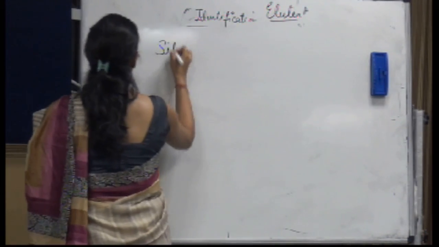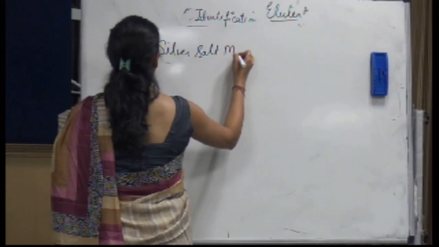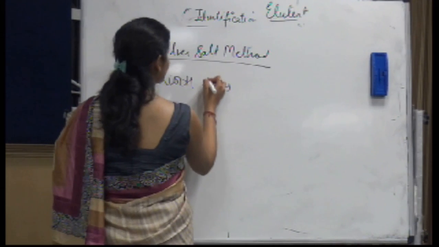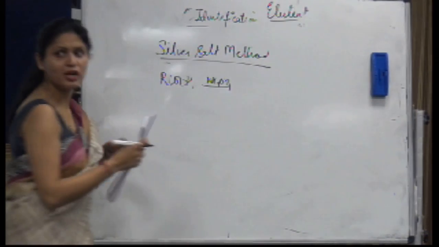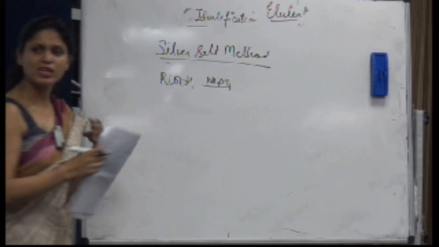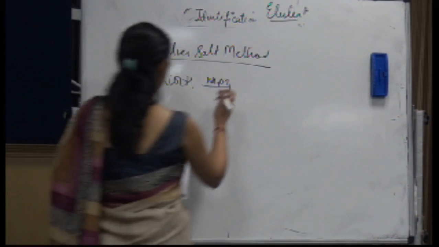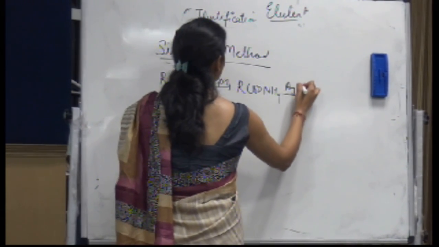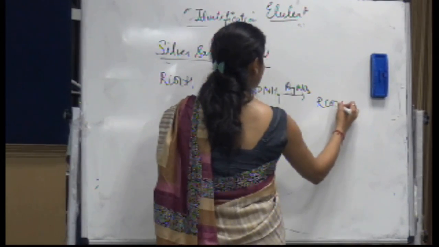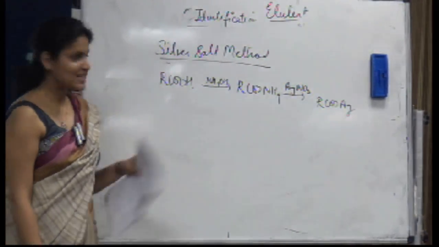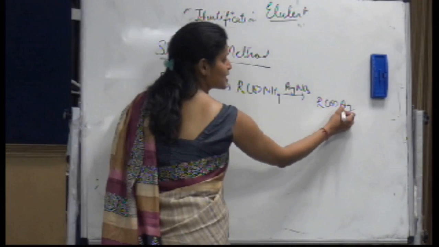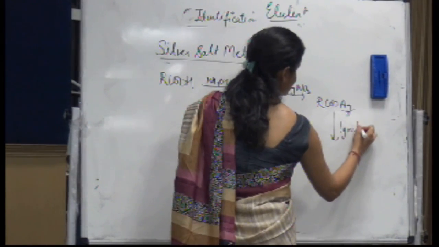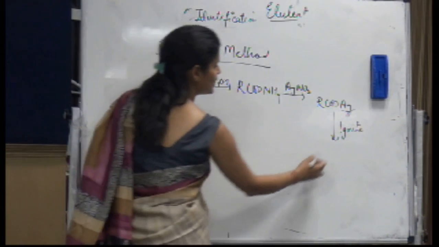What do we do in the silver salt method? We take any organic acid and treat it with ammonia or ammonium hydroxide. Ammonia in the more dilute form exists as ammonium hydroxide, right? Then it would form an ammonium salt. If I treat it with AgNO3, silver nitrate, it would form a silver salt. The organic acid has formed the silver salt of the acid, right? And if I ignite this silver salt, if I burn it, I will obtain metallic silver.